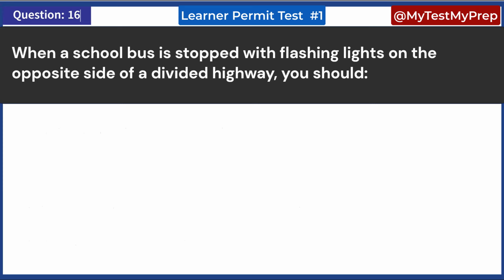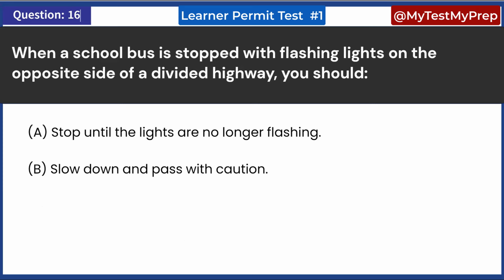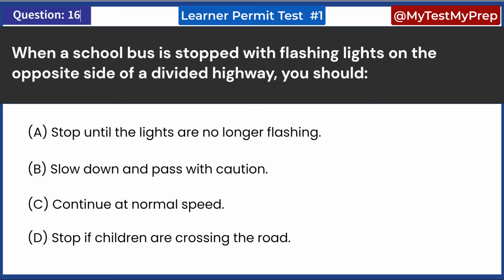When a school bus is stopped with flashing lights on the opposite side of a divided highway, you should: A. Stop until the lights are no longer flashing. B. Slow down and pass with caution. C. Continue at normal speed. D. Stop if children are crossing the road. Answer: C. Continue at normal speed.